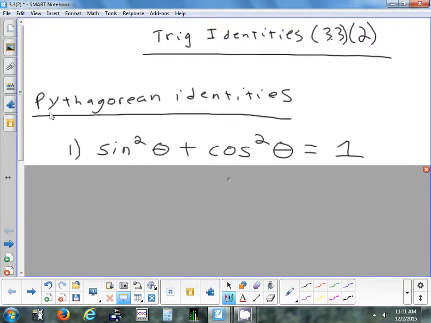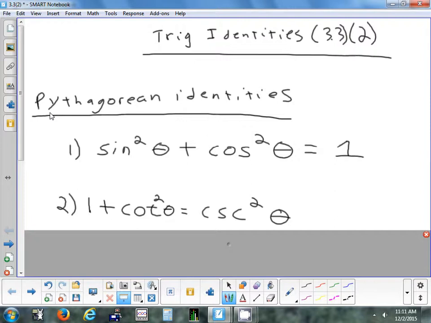The reason they're called Pythagorean identities is because they have things in them that are squared. Two things that are squared, and then a number on the other side. The first one is sine squared plus cosine squared always equals 1. You can try it on the calculator yourself. Try it for any angle. Take the sine of an angle, square it. Take the cosine of that same angle, square it. I guarantee if you add them up, it always comes out to 1. So that's 1.